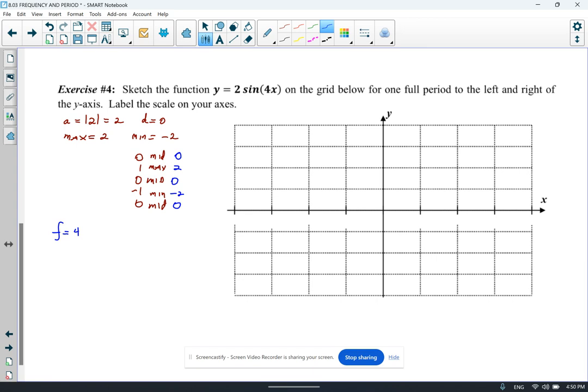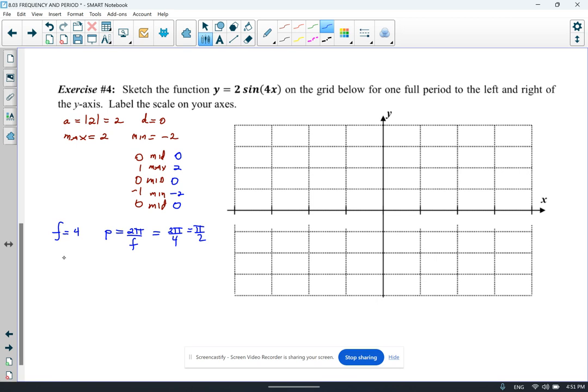To get when the first cycle would end, we would take the period, and the formula to find the period would be 2 pi over frequency. So 2 pi over 4, which reduces to pi over 2. So we would expect to see a full cycle of sine every pi over 2.